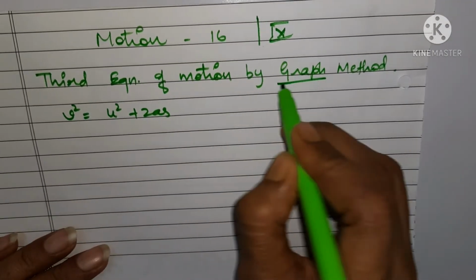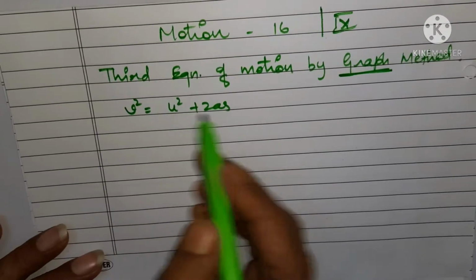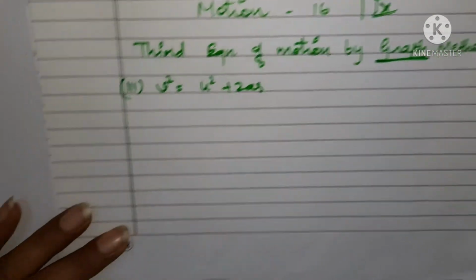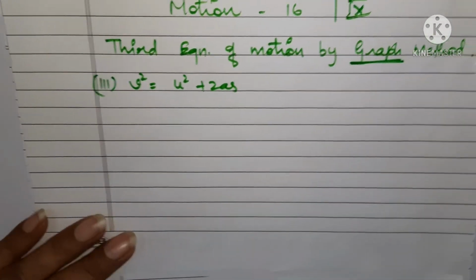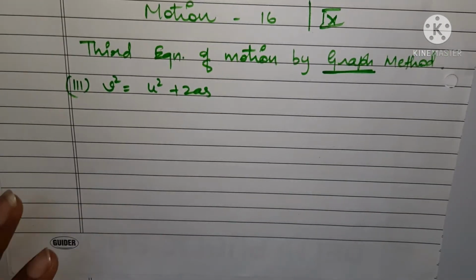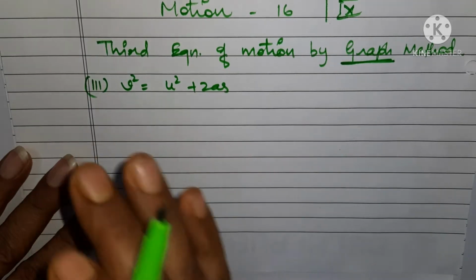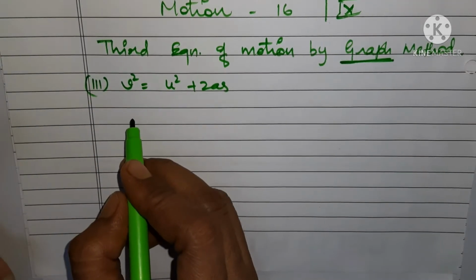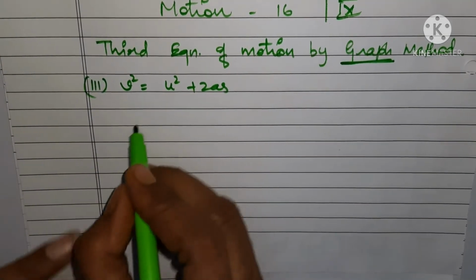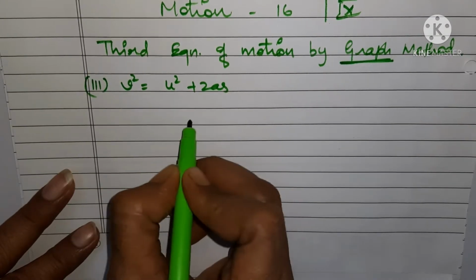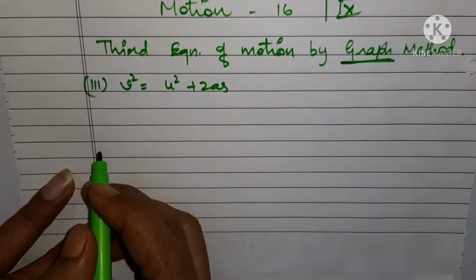We are going to use the graph to derive the equations, and this is the third equation of motion, which is left with us. Now, which type of graph are we going to consider here? First let us know what type of motion there is. The motion is uniform acceleration.